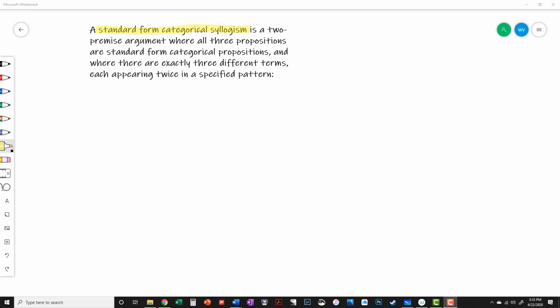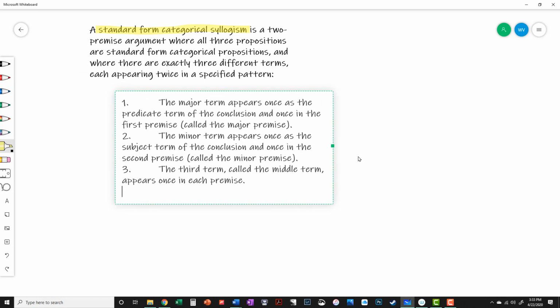They have two premises and a conclusion, and all three of those propositions are standard form categorical propositions. So they're either A, E, I, or O sentences. And there's a further restriction as well, which is that there are exactly three different terms that appear in this argument, and they appear in a very specific pattern, something that we have to memorize and think carefully about.